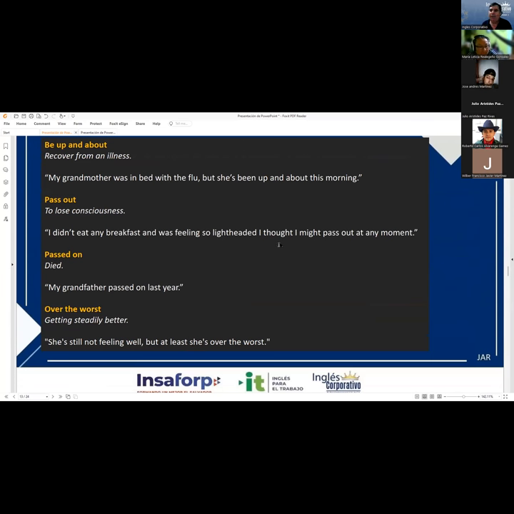Okay. The other one, pass out. What's the meaning of pass out? Pass out is lose consciousness. When someone hits you on the head and then you fall down and you are unconscious, you passed out, to lose consciousness. I didn't eat any breakfast and was feeling so lightheaded, I thought I might pass out at any moment.